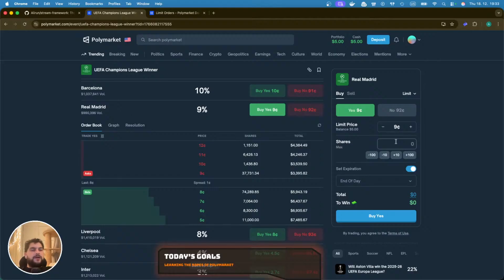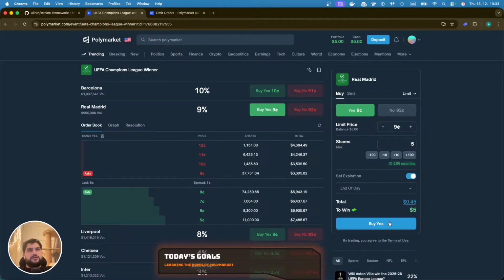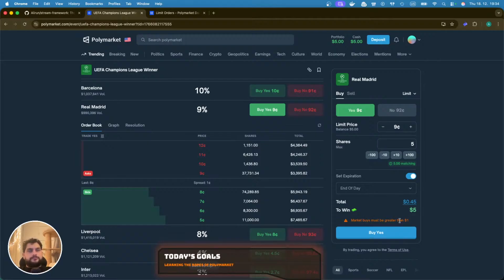Let's go now and buy 5 at the market price, but with a limit order, not a market order, because with a market order we will have to bet $1. Here we are betting 0.45, which is already okay. What's this? I don't understand this. Market buys must be greater than $1. Okay, so if we are basically taking the orders from the market, it has to be greater than $1. Got it. All right, let's do that.